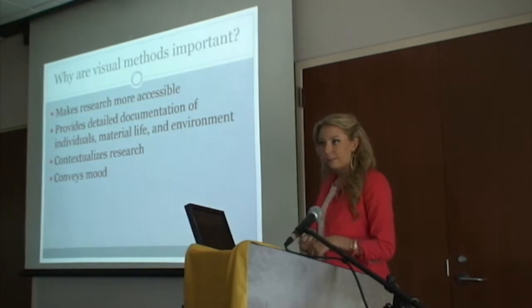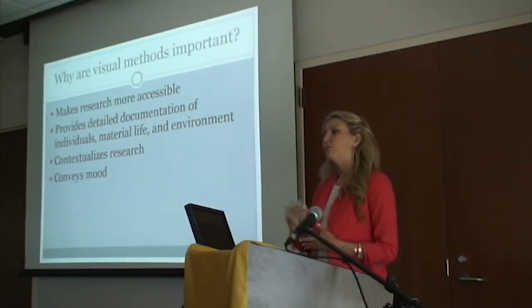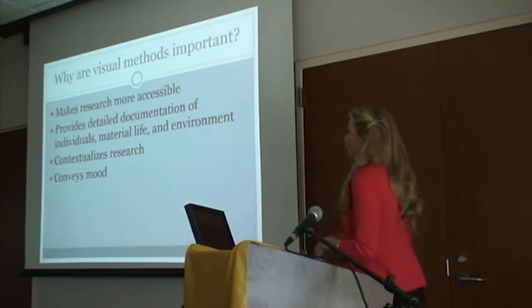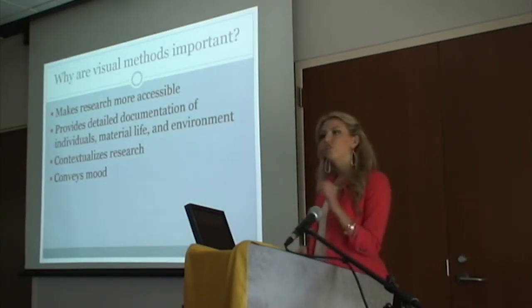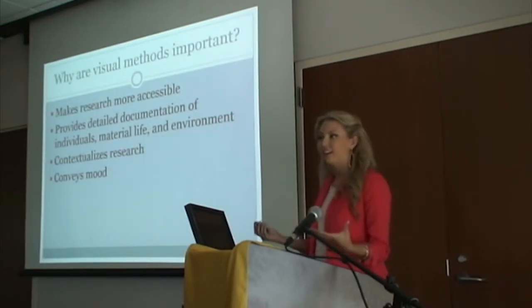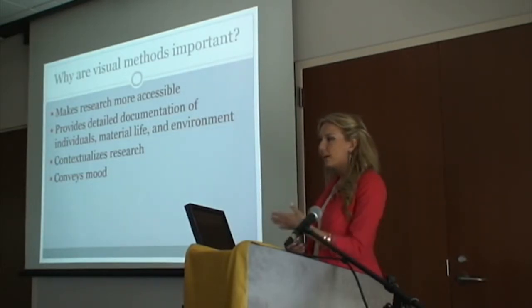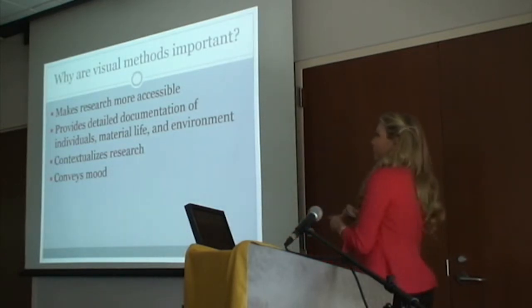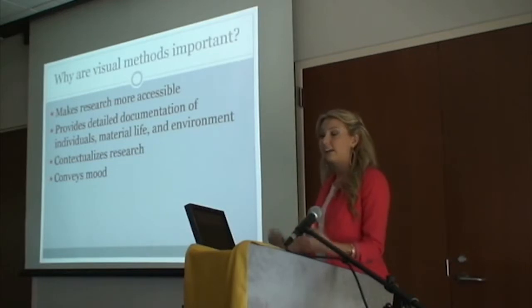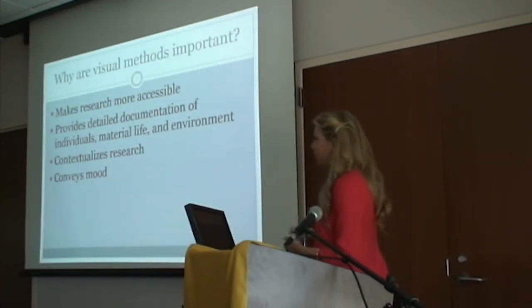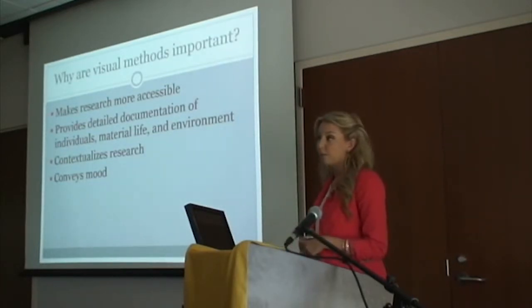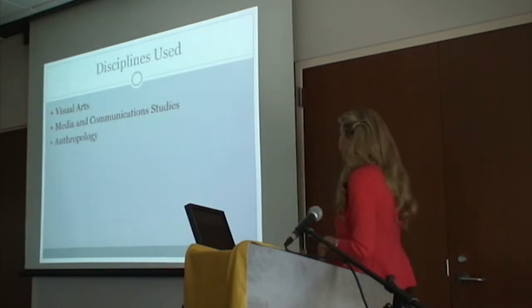So why are visual methods important? Why not use another form of research method? It makes research more accessible. It provides detailed documentation, and there's no clearer documentation of a research setting than an actual photo. You can try to describe it to someone as we tried the brown dog, but you cannot find something nearly as close to detailing material life, your environment, or an individual as a photograph. It contextualizes research, it puts it in a broader context for you to see, and it conveys mood, which is something we really lose in words sometimes.